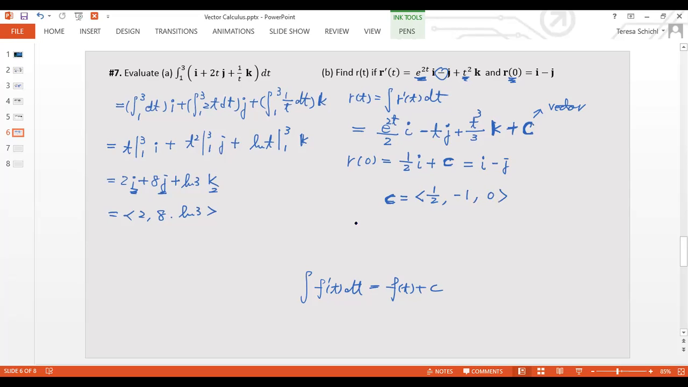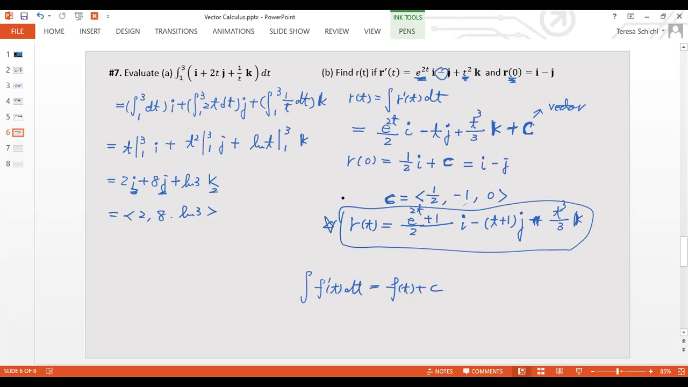Okay, so that's it. My r(t) here, just like we solve with real numbers, will be e^(2t) over 2 plus 1/2, right? Because this is 1/2, i. Then minus, the minus 1 is here, so this is minus t plus 1 j. Then plus, the C doesn't have the k component, so this will be t cubed over 3, k. So this will be my r(t) here. Like we said, the integration and the derivative match exactly like what we did for real number functions. For the vector function, we just have component functions, so we deal with each component function, and they follow the same rules.